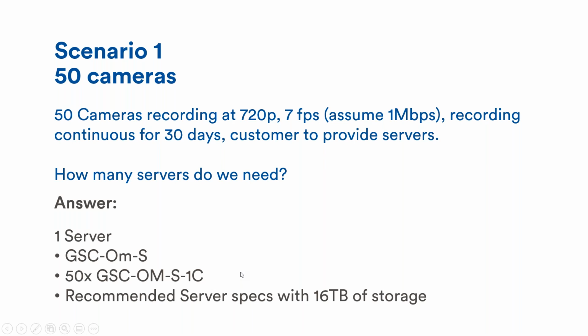So the bill of materials would be, and what we don't have here is the base part number, remember we need that, GSC-base-5.9. 50 cameras, so this fits into the standard package, GSC-OM-S, and 50 times GSC-OM-S-1C for IP cameras, and the server needs to have storage to support about 16 terabytes.